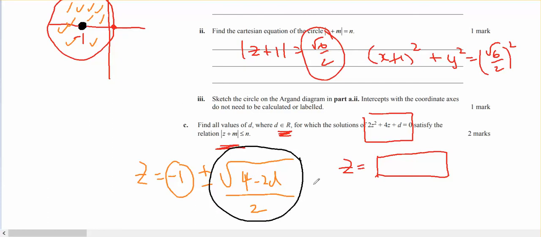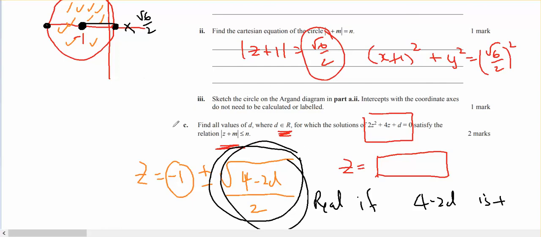This will be totally real if this thing here, 4 minus 2D, is positive. And I want to be here, because the minute it is bigger than √6 on 2, then the complex number is out here. So if I set this equal to √6 on 2, I should be able to find my value of D, which will be one of the endpoints.